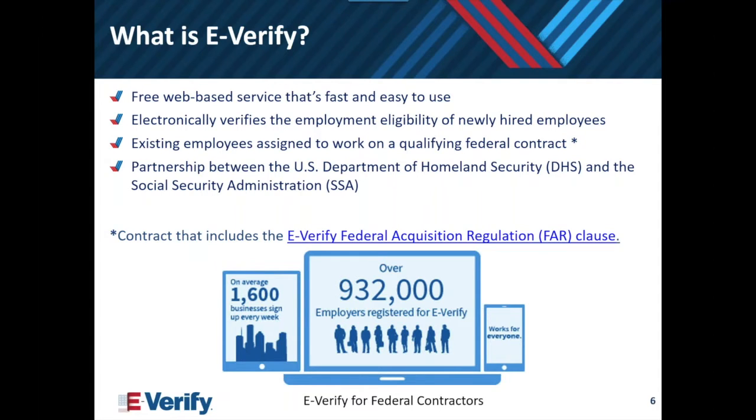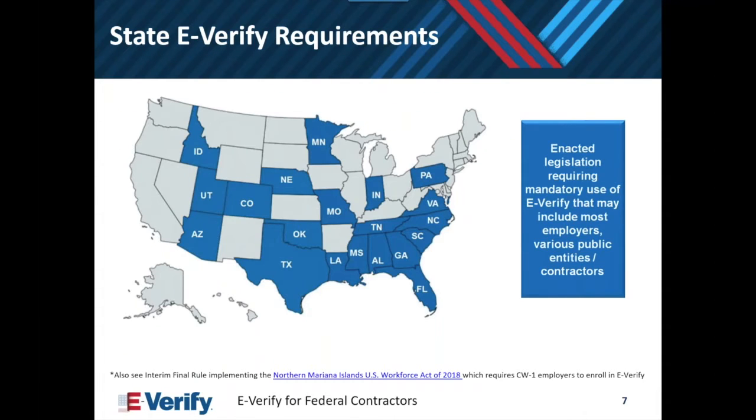It is actually operated by the Department of Homeland Security, where I work, and we do so in partnership with the Social Security Administration. So basically, E-Verify takes that information that you've collected on the Form I-9 and queries millions of government records to make sure this person is in fact legally authorized to work in the United States. The FAR E-Verify clause itself is about 1,100 words in length, so it's not very long, and it should be included in all federal contracts that qualify for that clause.